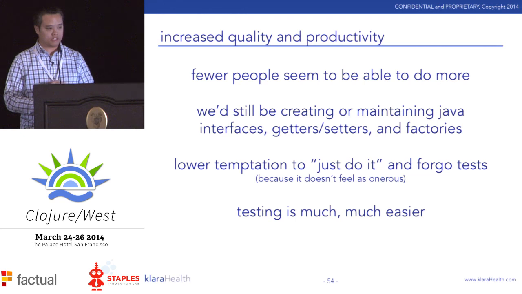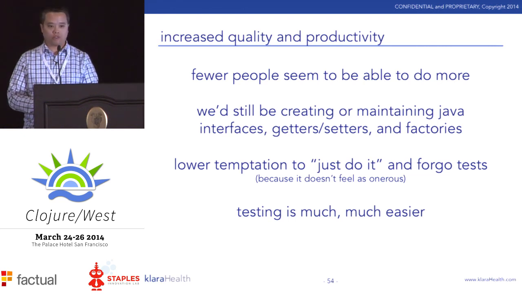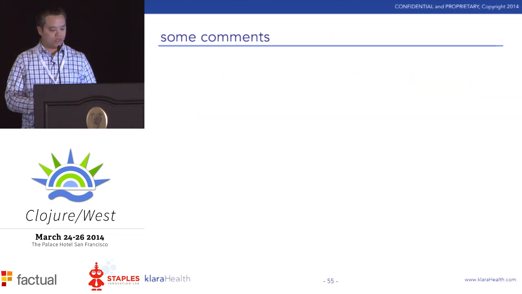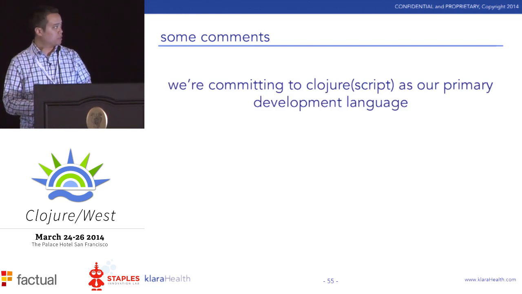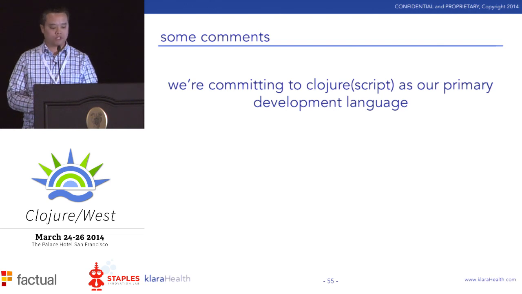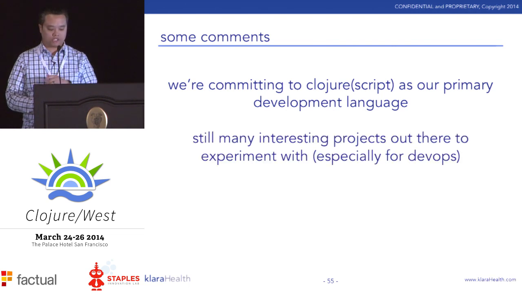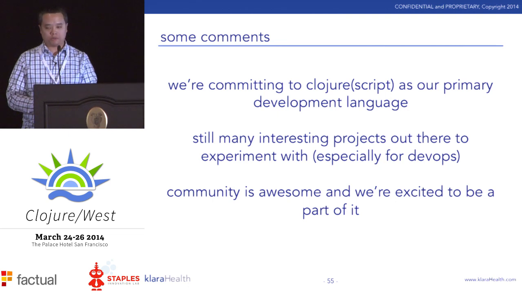Now, this is, again, not a technical comment, but an overall software engineering one: if you can get people to create the tests and not get as much pushback, then I think that's a win. And so basically, we're committing to Clojure. We're on the fence about ClojureScript as a primary development language. And there are a lot of interesting projects out there for us to experiment with still. You keep an eye on all these different projects, but we haven't spent any time looking at them, and we're very interested in some of the DevOps stuff out there. And so far, the community experience has been really good, and we're excited to be a part of it.